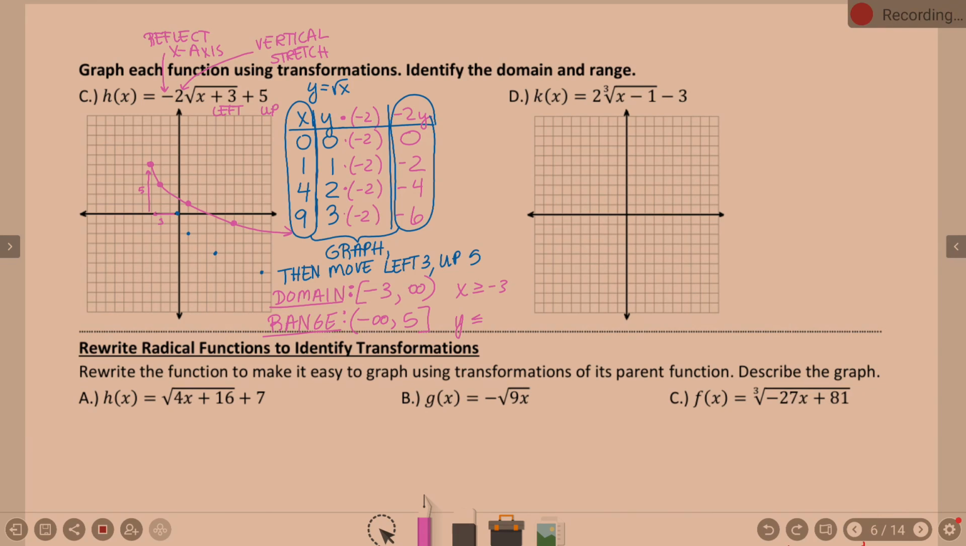Okay, timing worked out about right. We'll pick up tomorrow and do D, and then we've got 2 other sections to practice with. Okay?